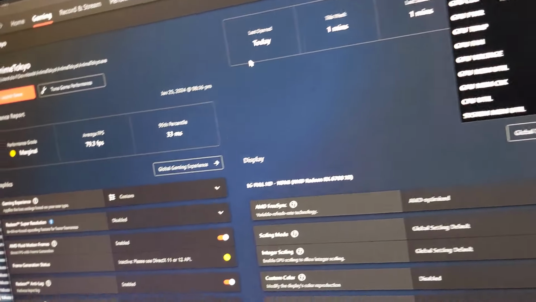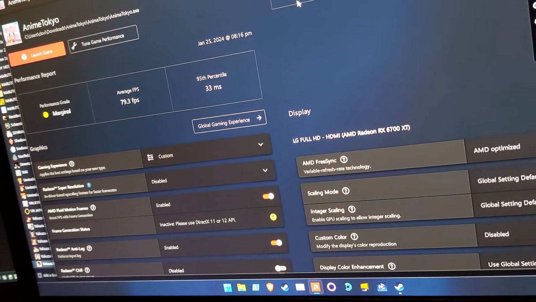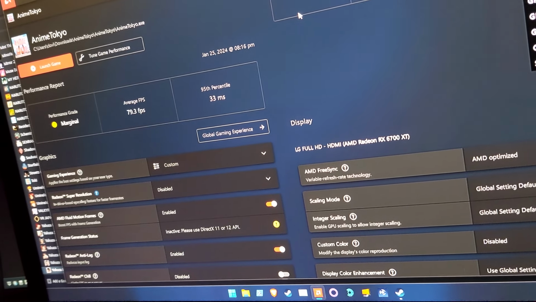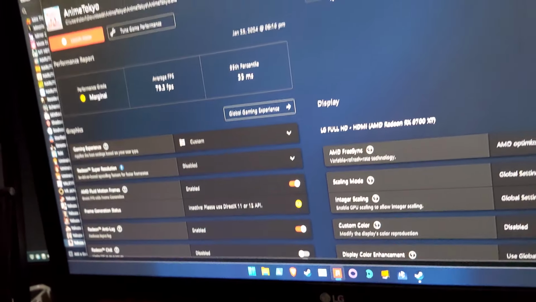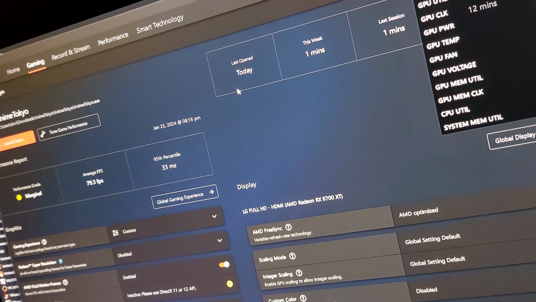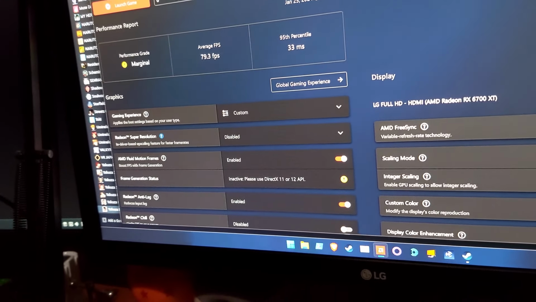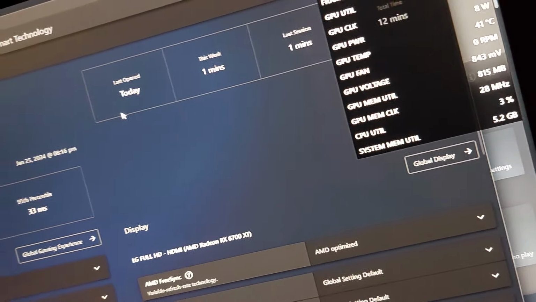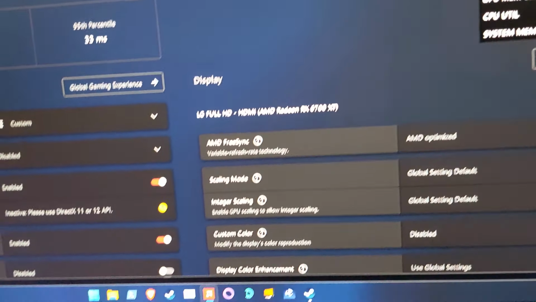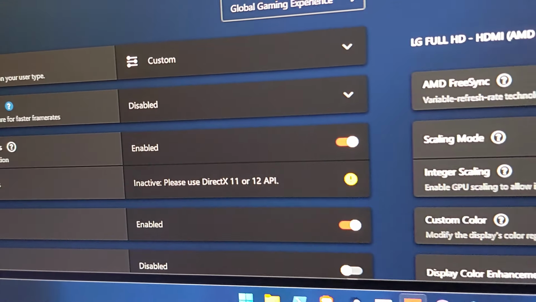So I thought that Fluid Motion Frames was a great solution for this. Yes, you do have to deal with the drawbacks of interpolated frames, but honestly, if it allows you to increase the frame rate, and with the expectation that this technology would get better over time, it was a good thing. It was a promising thing. But this: please use DirectX 11 and 12.